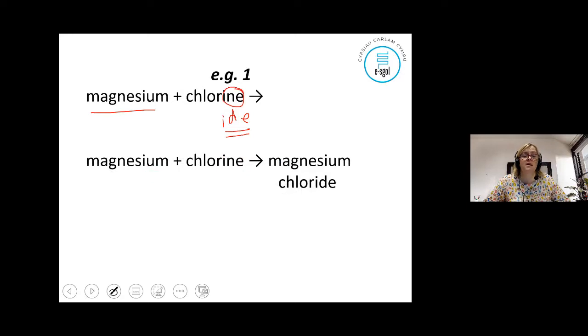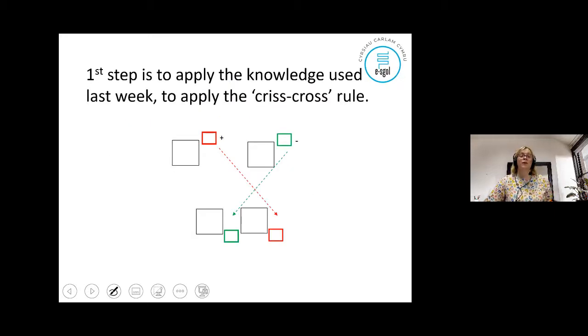So name-wise, you can see that the word equation would be magnesium plus chlorine becomes magnesium chloride. Okay, so that's where the -IDE falls in. Okay, easy enough. So the first step is that we have to apply what we went over last week, which is the crisscross rule, and use that to calculate what the formula would be for magnesium chloride.